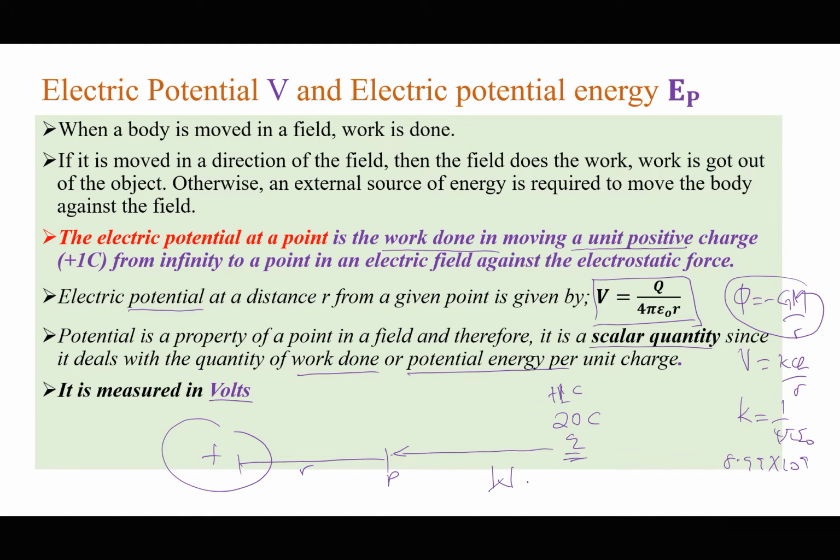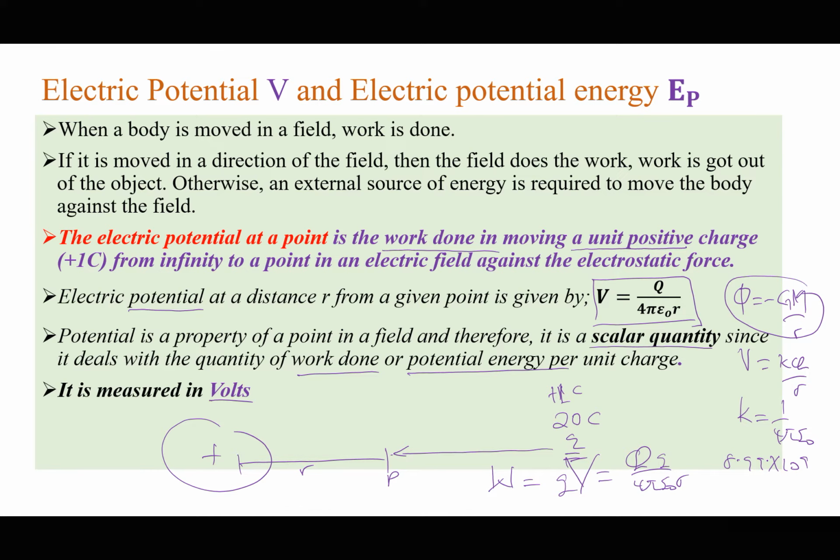So the total work done is going to be the charge which we are moving from infinity times the potential, which is going to be actually capital Q small q over 4 pi epsilon naught r. We are assuming the charges are in a vacuum. So the work done to move the whole charge q from infinity to a point in an electric field is now going to be called electric potential energy.